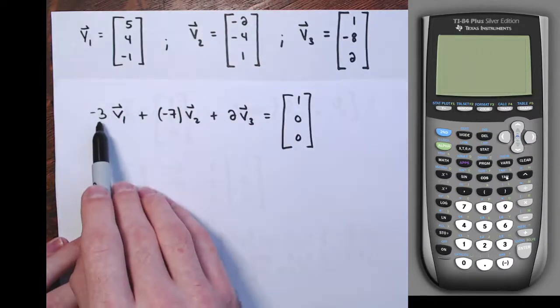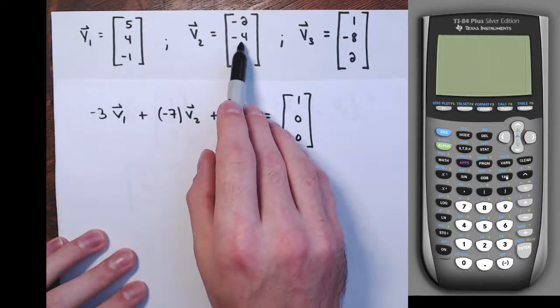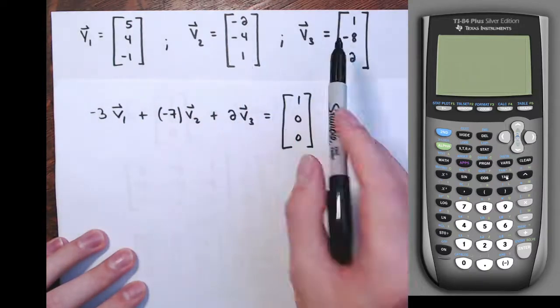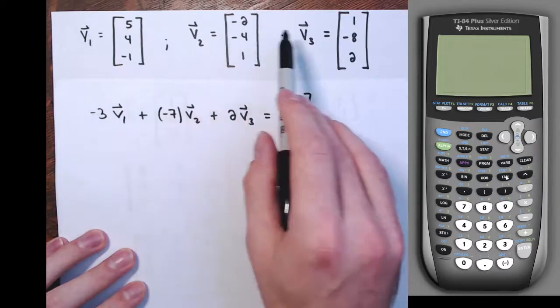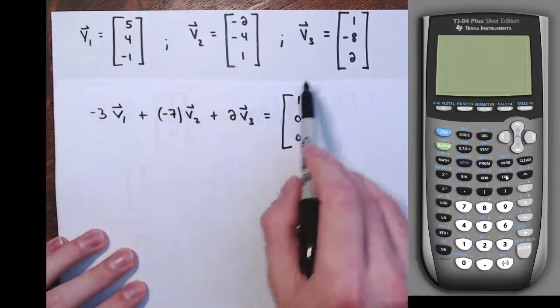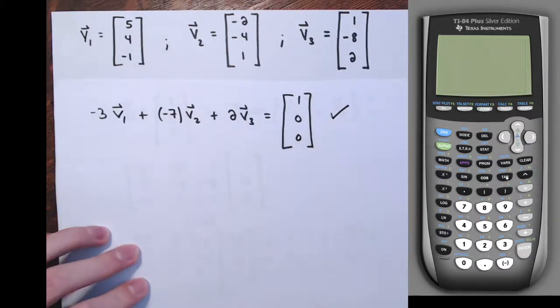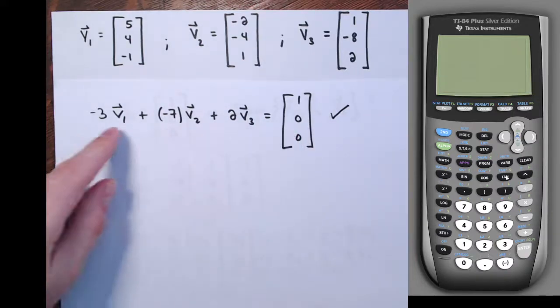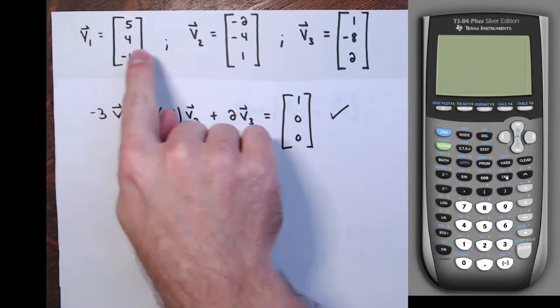And then for the second components, you'd have negative 12 plus 28 minus 16. Negative 12 plus 28 is 16. Minus 16 would be 0. And then the third components, you'd have 3 minus 7 is negative 4 plus 4 is 0. That works. So yes, 1, 0, 0 can be written as a linear combination of these 3 vectors.